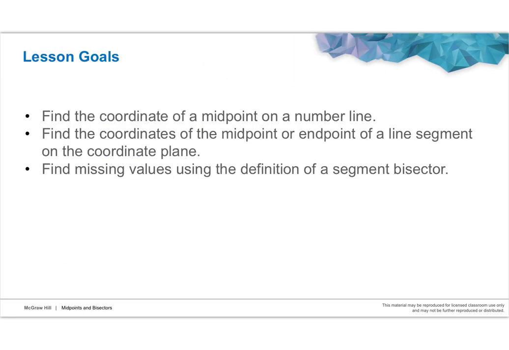We're going to have three lesson goals for this lesson. Number one is to find the coordinate of a midpoint when you have two endpoints on a number line. Number two is to find the coordinates of the midpoint when you know two endpoints on a coordinate plane, or also to find one of the endpoints if you know an endpoint and the midpoint. And then the third goal is going to be finding missing values using the definition of a segment bisector.